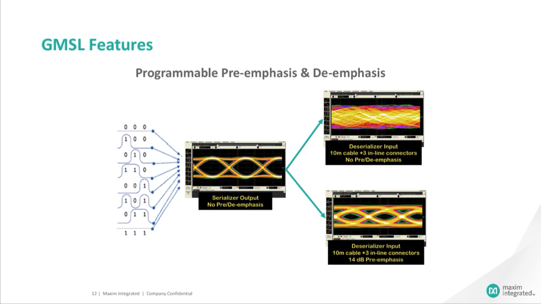In the example shown, the signal quality is measured at the output of the serializer and at the input of the deserializer 10 meters away, with no pre- or de-emphasis. Notice how the eye pattern at the output is closed at the receiver input. Due to the high-frequency attenuation, the signal quality is degraded. As the pre-emphasis setting is increased to 14 dB, the original signal is recovered at the receiver.